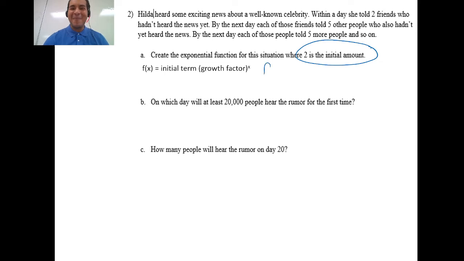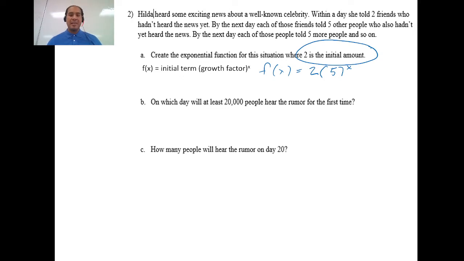So we're going to write here f of x is equal to 2, the initial amount, times the growth factor. Now the growth factor is what we are multiplying by every single time in the situation. If we notice, by the next day, those friends told 5 other people who hadn't heard the news. By the next day, those people told 5 more people. So our growth factor is 5 because each person is telling 5 people every time. So the amount of people hearing the news for the first time is being multiplied by 5 every time. There is our exponential function: f of x is equal to 2 times 5 to the power of x.